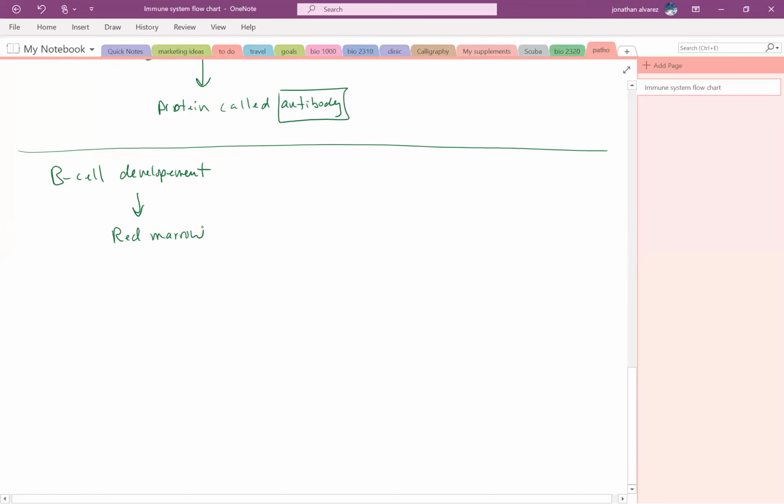Okay, so the red marrow releases an immature lymphocyte. Okay, and then that eventually becomes a mature B cell. And yes, I'm skipping a lot of fancy mechanisms that we just don't need to know. It's fancier than that, but that's kind of the bottom line. An immature lymphocyte eventually matures into a B cell. Then the B cell is released into the body.